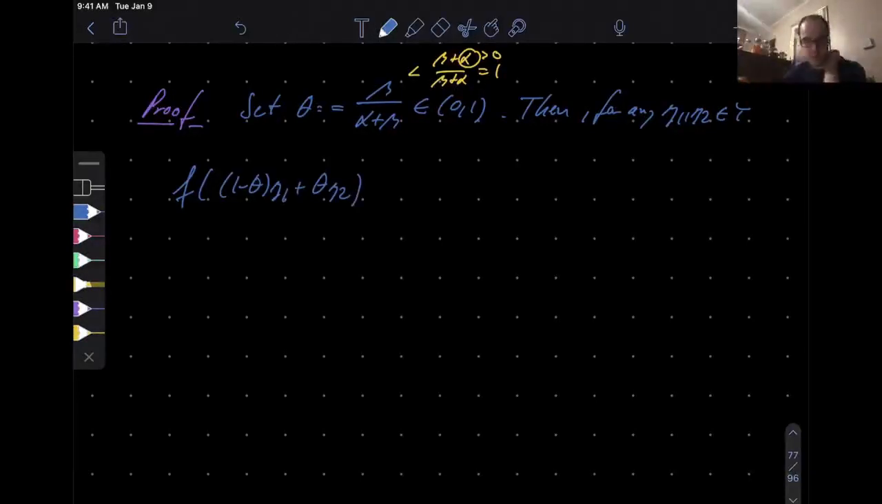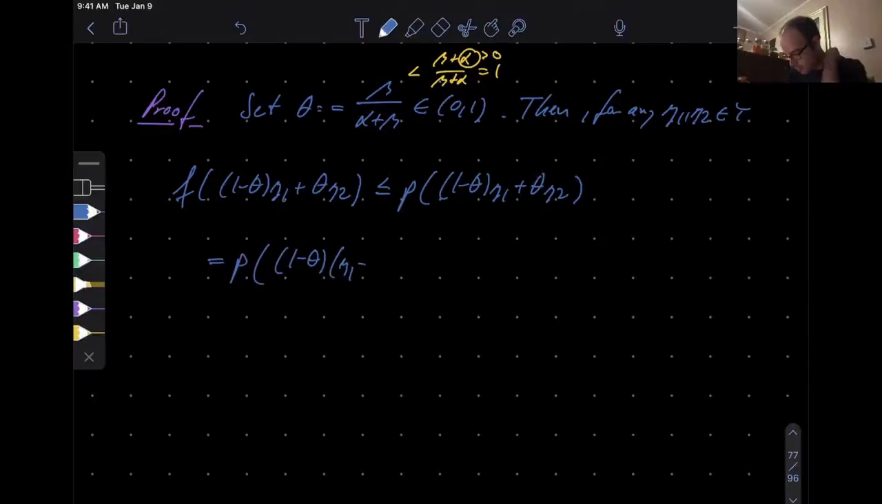So f, by assumption, is not a convex function, but it is dominated by a convex function, which is your p. So you have p of (1 minus theta) y1 plus theta y2. Okay, and now here comes a little bit of algebra. Let me first write down the formula, and then I will quickly tell you why that is an equality. So p of (1 minus theta)(y1 minus beta x) plus theta (y2 plus alpha x). And I claim this is an equality.